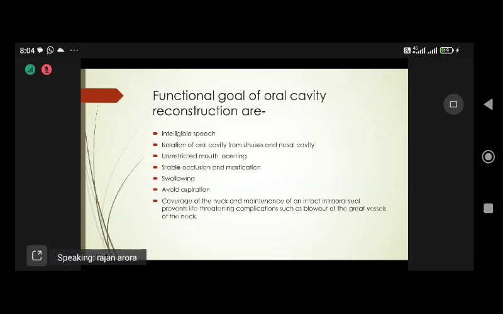process. Now, the functional goals of oral cavity reconstruction are intelligible speech, which is understandable, isolation of the oral cavity from the sinuses and nasal cavity, unrestricted mouth opening, stable occlusion and mastication, and swallowing, all related to feeding. Then avoid aspiration, and ensure coverage of the neck and maintenance of an intact intraoral seal to prevent life-threatening complications such as blowout of great vessels of the neck due to leakage of saliva.